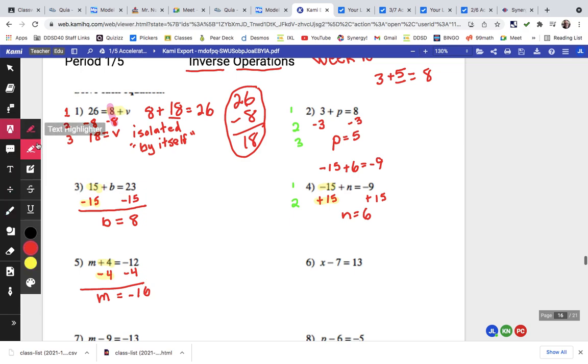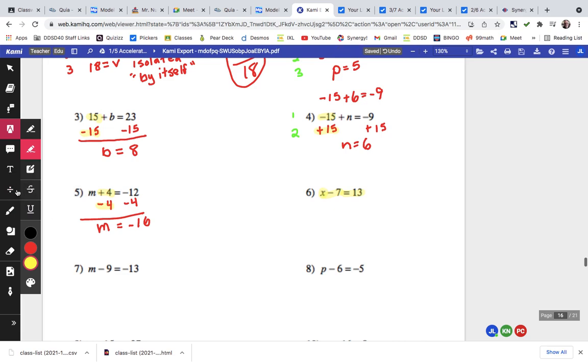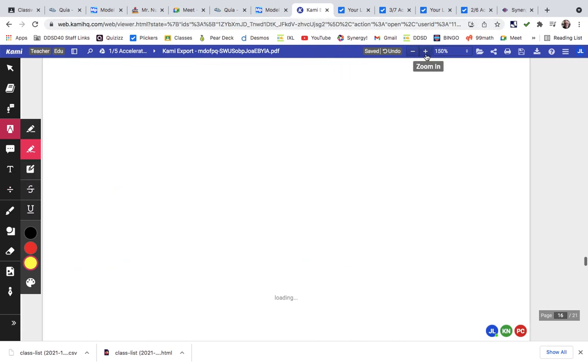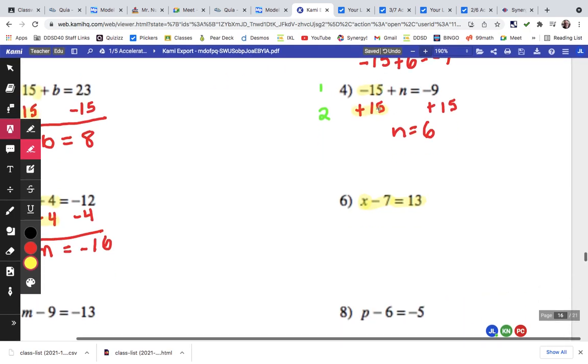So let's go to this one right here. There was a number, and then 7 was taken from it, and it became 13. To figure out what that number is, let's zoom in a little bit. We're going to work backwards through those steps. So we're going to add 7. Oops, not 2, 7. We're going to add 7, and that creates a 0.